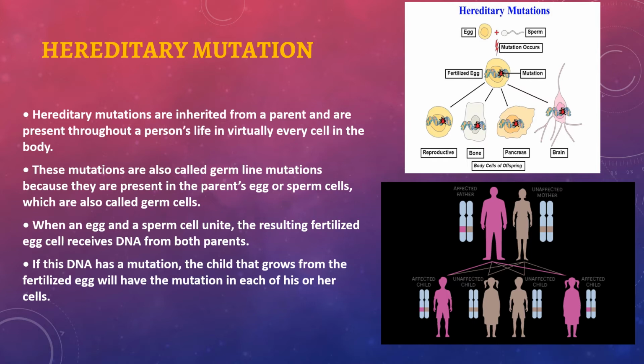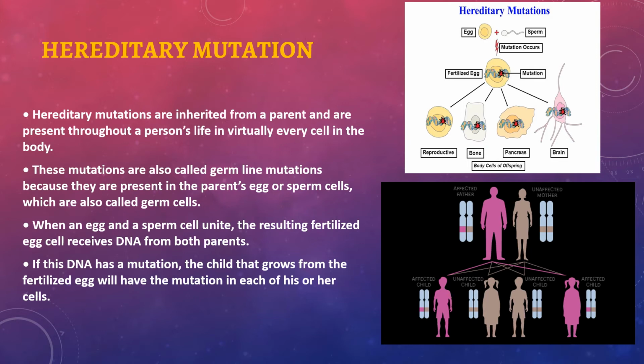This is also another picture. As you can see, the affected father, in pink color, and the unaffected mother, in a light pink or brown color. When the fusion of the egg and sperm takes place between the mother and father, the offspring will have a mutated gene.